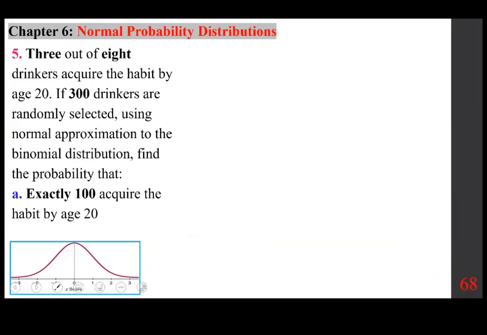Three out of eight drinkers acquire the habit by age 20. If 300 drinkers are randomly selected, using normal approximation to the binomial distribution, find the probability that exactly 100 acquire the habit by age 20. As I've mentioned, the very first thing is what is given. We should realize this is a proportion. Three out of eight is p, and n is 300. So you're dealing with a binomial distribution, or BD for short. n is 300, p is 3 over 8, which becomes 0.375.